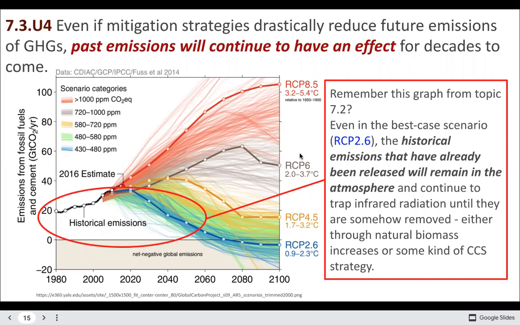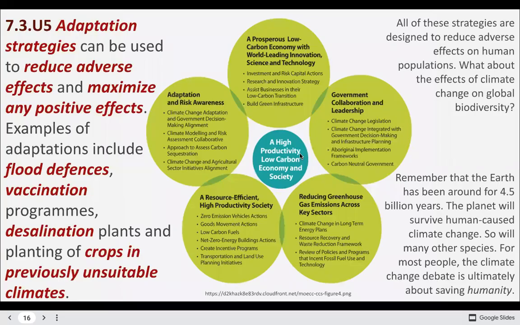The real issue with this is even if we stop emitting greenhouse gases right now, there's still a lag effect. So all the greenhouse gases in the atmosphere today are still causing the climate to warm and are still having a delayed effect.